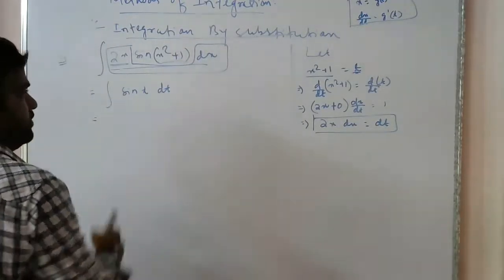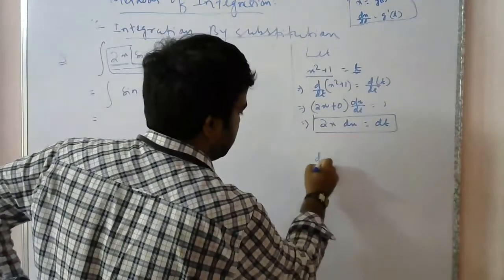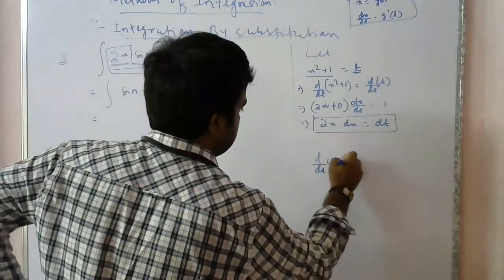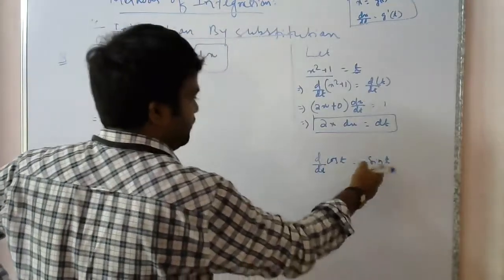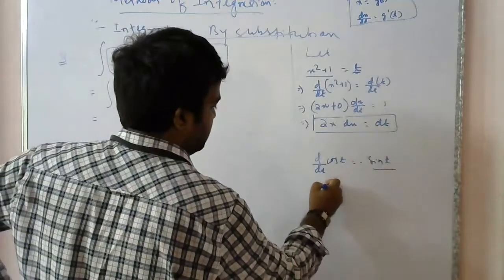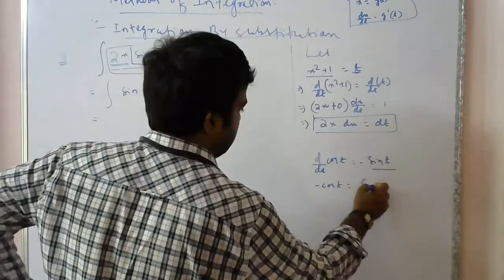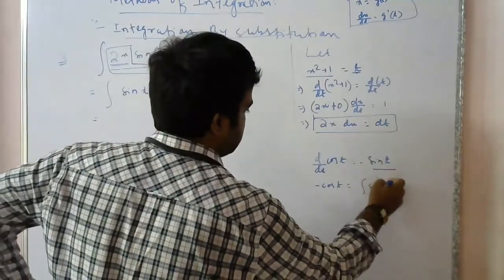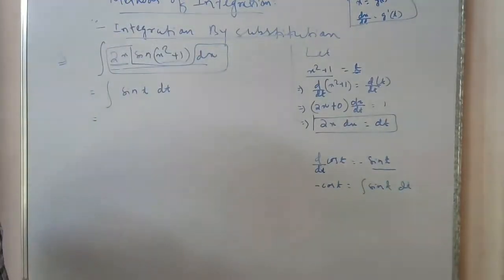So integral of sin t dt, what is the integration? You know that the derivative of cos t is minus sin t. Then what will be the antiderivative or integral of sin t? It should be minus cos t. Minus cos t is the antiderivative or integral of sin t dt, right?